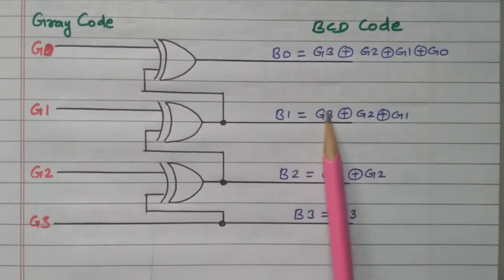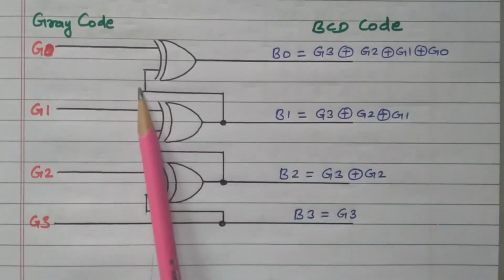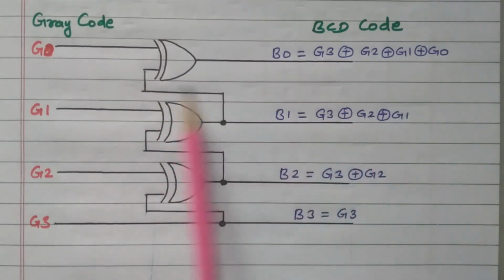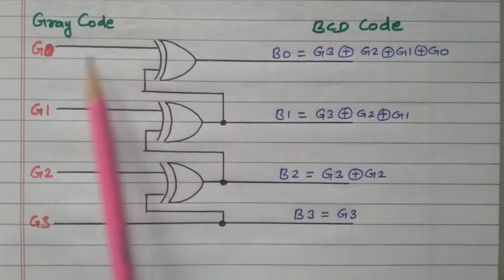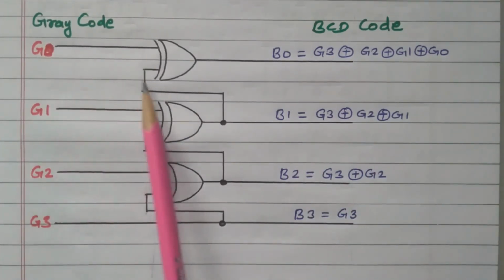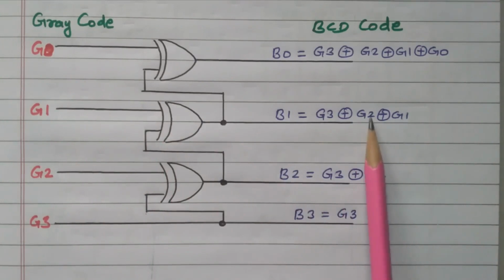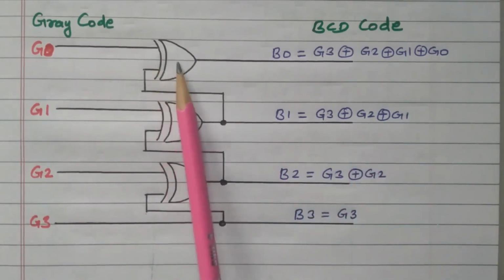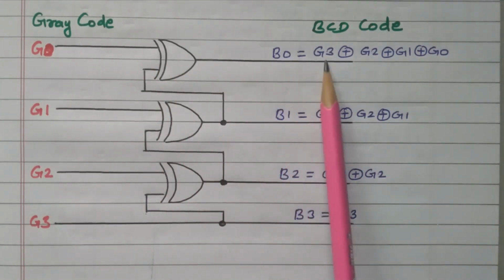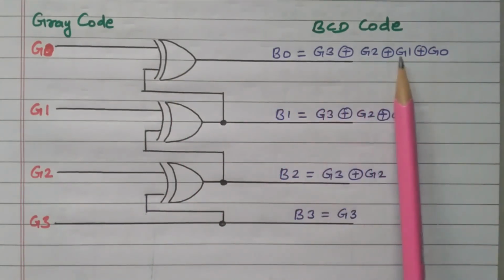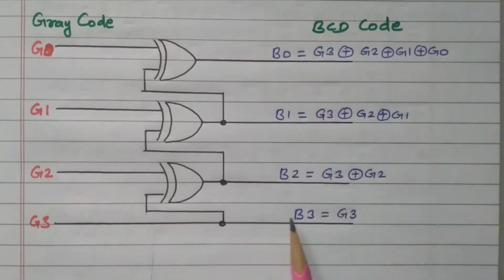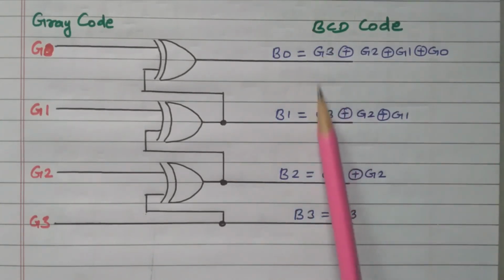Now this output is given to another XOR gate, where G0 is also connected. So totally we have 4 inputs G0, G1, G2, G3, and it will perform the XOR operation with 4 inputs. So we get B0 equal to G3 XOR G2 XOR G1 XOR G0. So we get all 4 digits B0, B1, B2 and B3. This is the output BCD code.